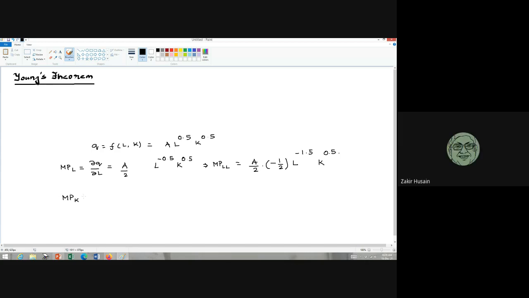What is MPK? So, del Q by del K, it is going to be A by 2 into L to the power 0.5, into K to the power minus 0.5.